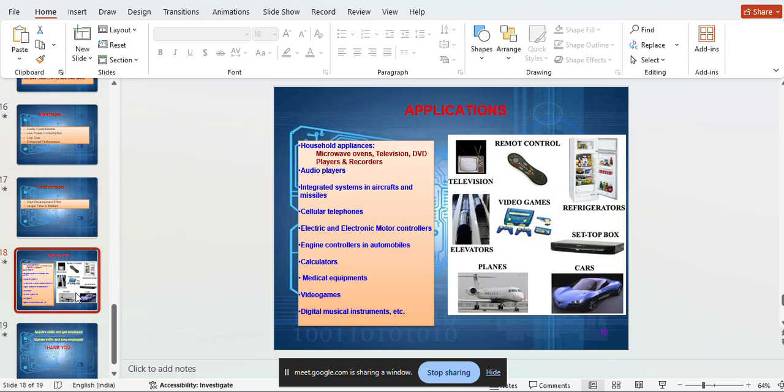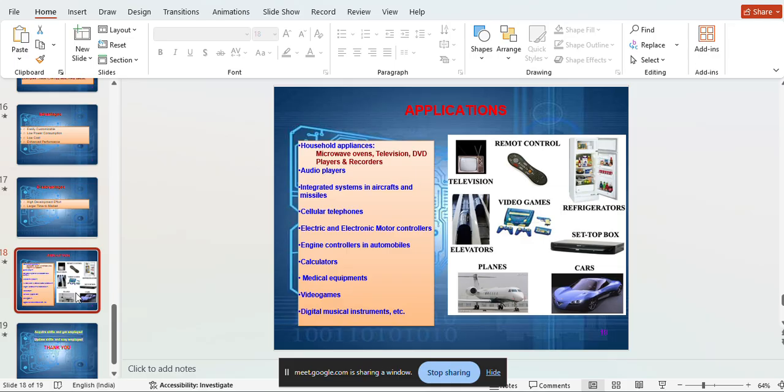Then there are calculators. Your normal calculators are built with embedded systems, microcontrollers. Next, medical equipment. As you see in hospitals, there are multiple devices: ECG machines, X-ray machines, and so on. All these devices are built with embedded systems, and also heartbeat sensors and BP. All these values are read out by the embedded system devices.